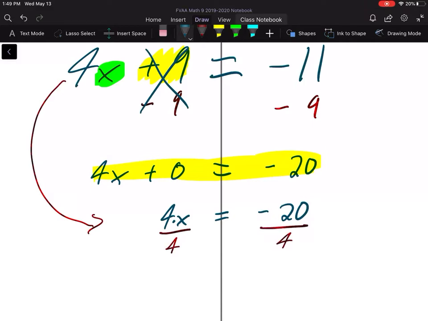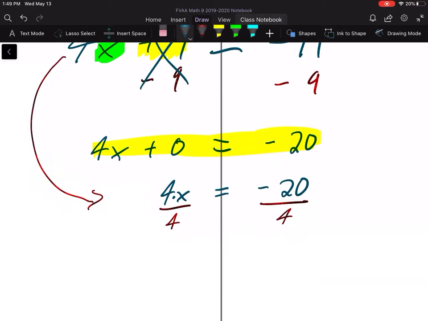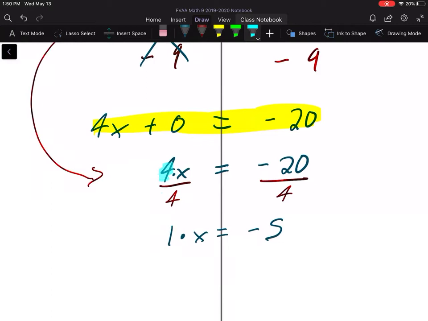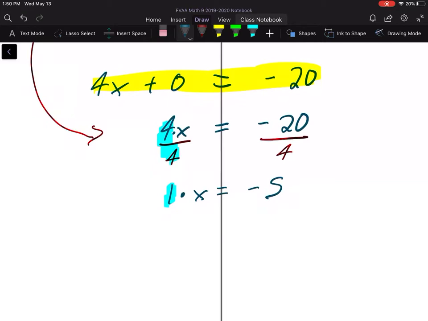Okay, well, what's that going to do? 4 divided by 4, 4 over 4 is equal to 1. So that's going to give me 1 times x is equal to, and then negative 20 divided by 4 is negative 5. Okay? So 4 over 4 is equal to 1, right? And that's what I want with a multiplication. I want the number to equal 1 because 1 times x is equal to x. Okay, and once I get to x is equal to just one number on the other side, I've solved for my equation. In this situation, x is equal to negative 5. All right.